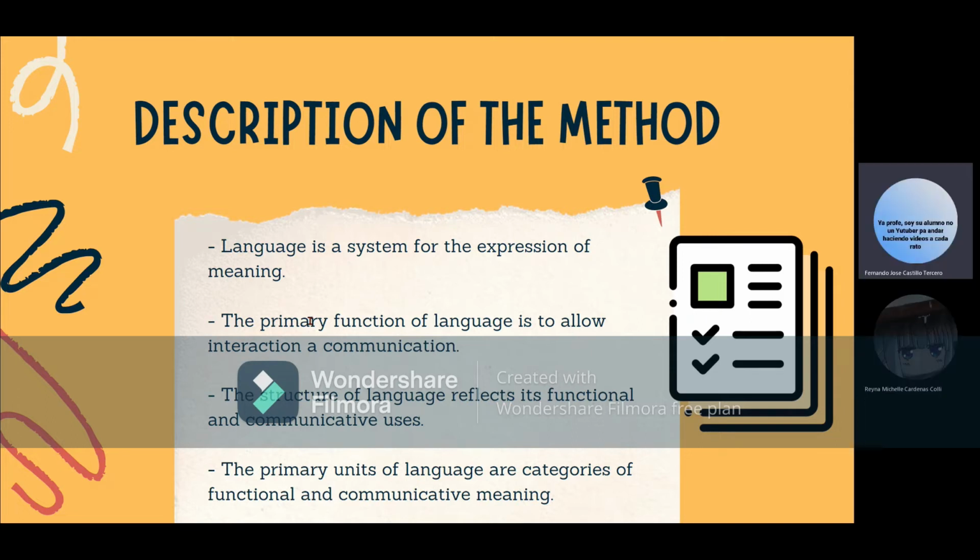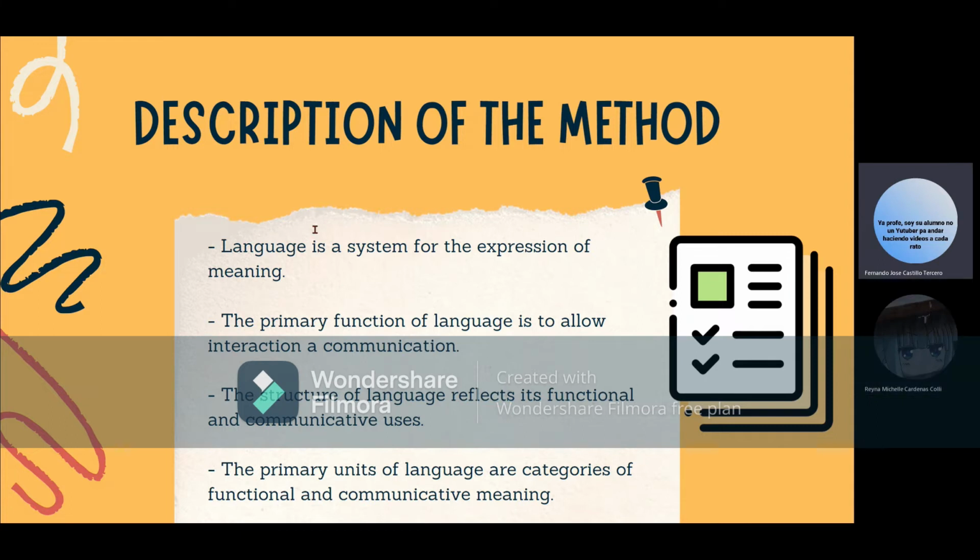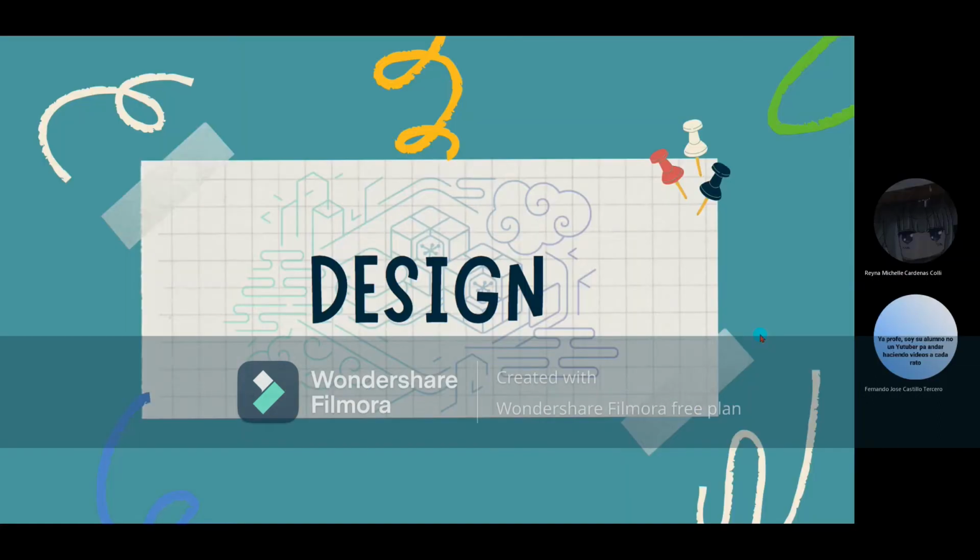Some characteristics of the method are that it aims to make learners attain communicative competence, so that learners can use language accurately and appropriately. The syllabus emphasizes the functional use of the language and relies on authentic materials, and the texts assigned to the learners have purpose and meaning. Design.